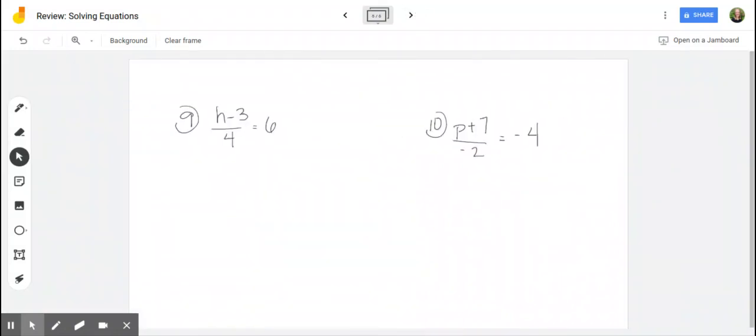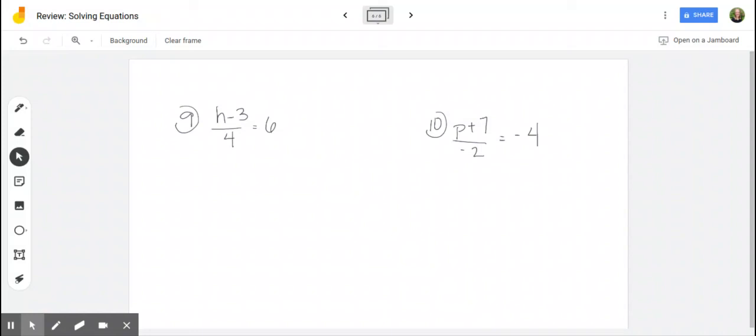All right, let's look at our last two. So our last two, what makes these different is that the variable is actually inside of a fraction. So how do we undo this? Okay, so the first thing that we're going to do is we are going to try to get rid of that denominator. Okay, so this is a little bit different because the variable is inside of it.